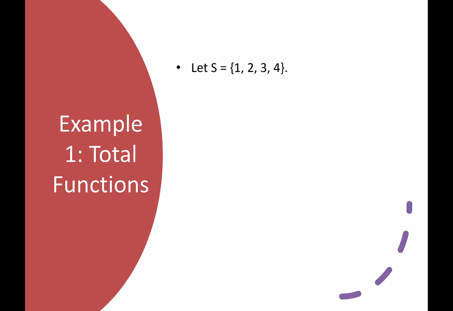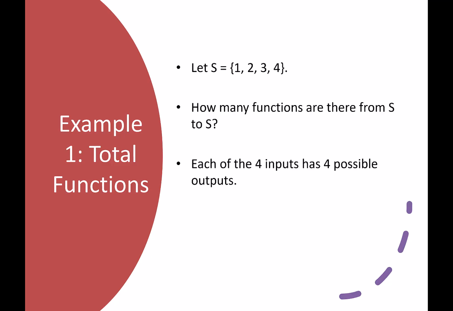So let's say we wanted to look at the total functions from a set S to itself. Our set S is the set 1, 2, 3, 4. Since I have 4 elements in my domain and 4 elements in my codomain, that means I have 4 inputs with 4 possible outputs. The total number of functions would be 4 to the 4th, which is 256.